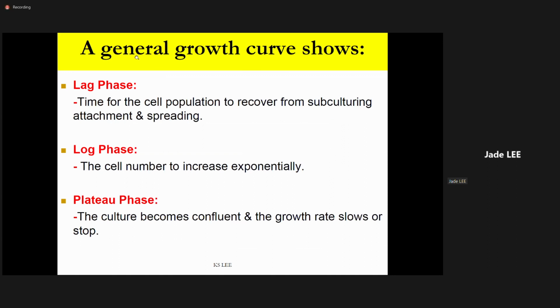What does a general growth curve show us? First is the lag phase. Lag phase means the time for the cell population to recover from subculturing, attachment, and spreading. Whereas the log phase means the cell number increases exponentially, the phase in which cells are actively dividing. Then they reach a plateau phase, whereby the culture becomes confluent and the growth rate slows or stops because of medium exhaustion and also limited space for the cells to grow.